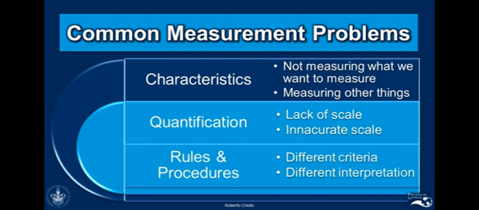interpretation. This is very important because if we have a correct amount of the characteristics, we have validity in our instruments. And if we have an appropriate process of quantification and we follow the rules and procedures, our instrument will also be reliable. These are the two most important elements in an assessment instrument: validity and reliability.